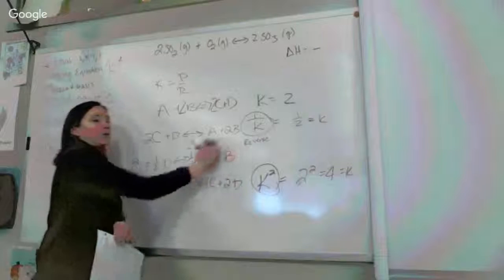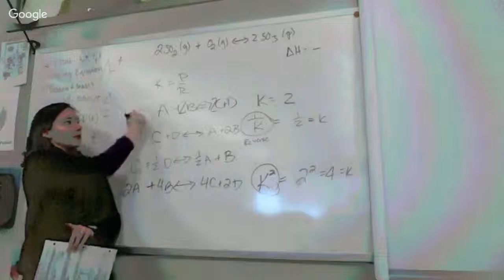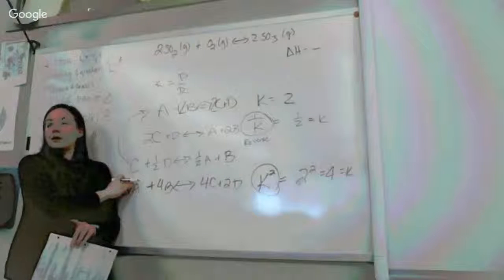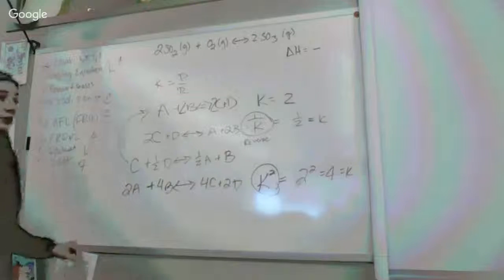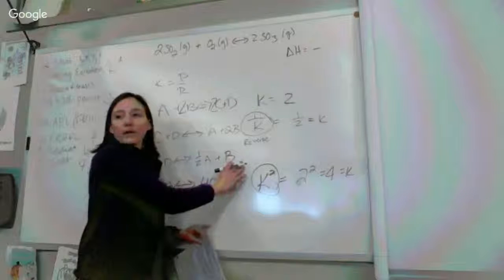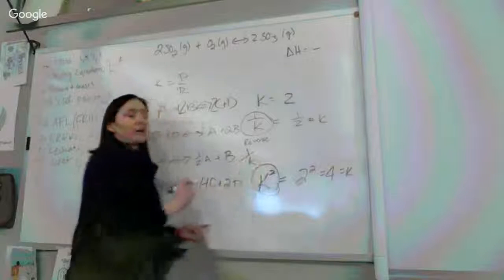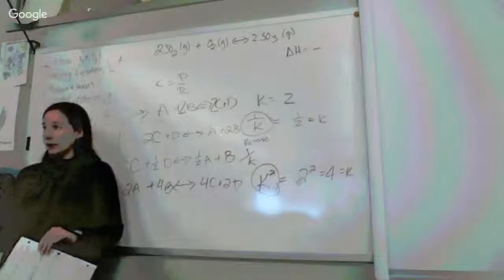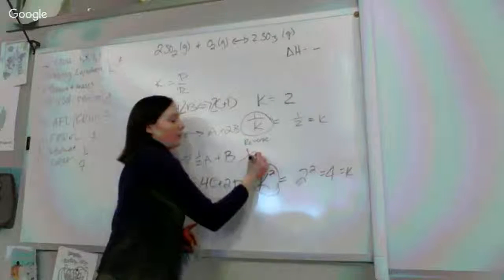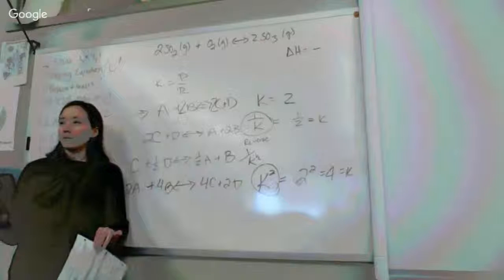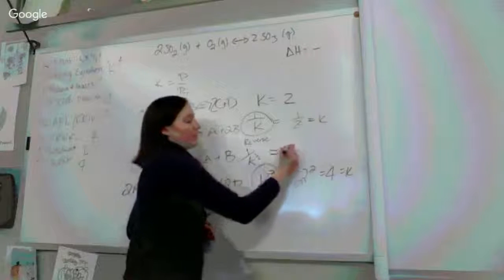So in this one, what did we do to our equation? We halved it, and it's the reverse. If it's both halved and reversed, I need to do two things to my K value. I'm going to inverse it, so it's going to be 1 over K. And because I cut it in half, I'm going to raise K to the exponent of whatever I did here. So it's going to be K to the 1/2, or the square root of K.